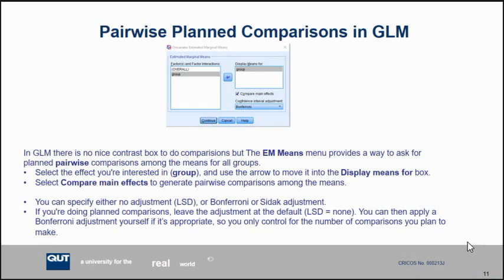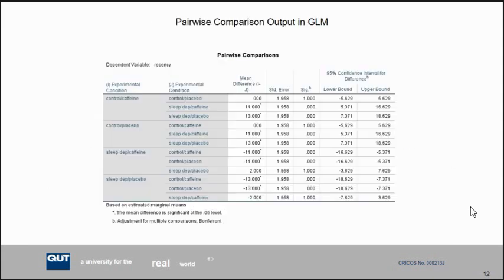Okay, in GLM, there's no nice contrast box, but the EM Means menu does give us a way to get those planned pairwise comparisons. You simply select the effect you're interested in, in this case group, move it into the display means box, and require it to compare main effects. That's what generates the pairwise comparisons. Here is where you can specify either no adjustment, a Bonferroni adjustment, or a Sidak adjustment. Remember, if you're doing planned comparisons, it's probably best to leave it at LSD, which is no adjustment, and then apply your own Bonferroni adjustment if needed. If you apply the Bonferroni adjustment here, it will adjust for all possible pairwise comparisons.